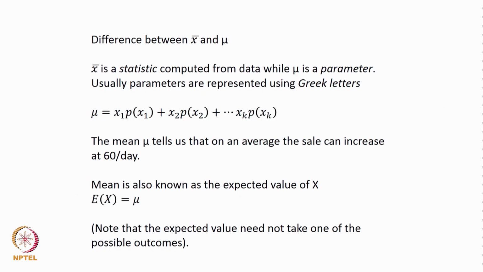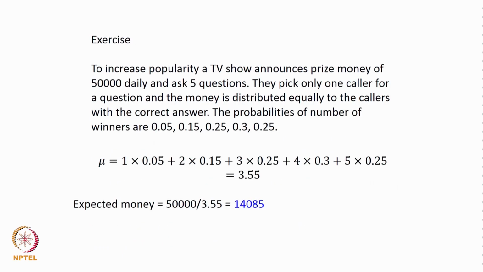So mu is equal to x1 into P of x1 plus x2 into P of x2 plus etc. So mu tells us that on an average the sale can increase at 60 per day. Mu is also known as expected value of X, so E of X is mu. So also note that the expected value need not take any of the values of the possible outcomes, and it can be an entirely new number.